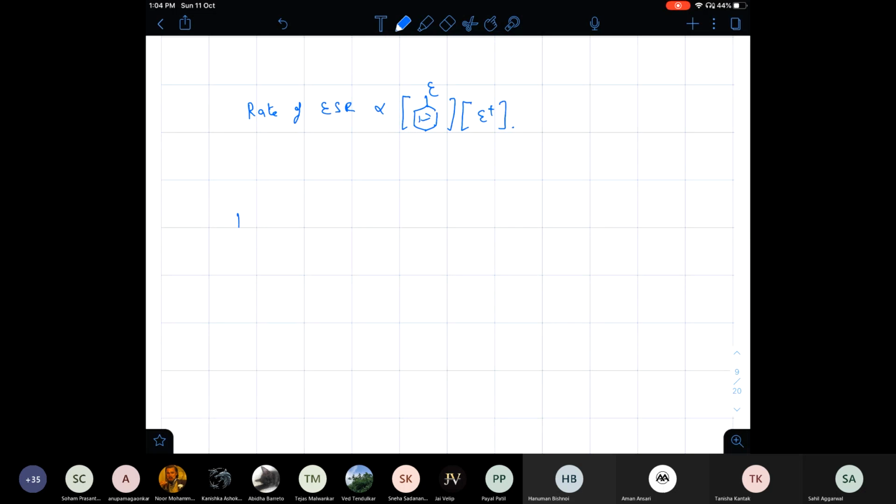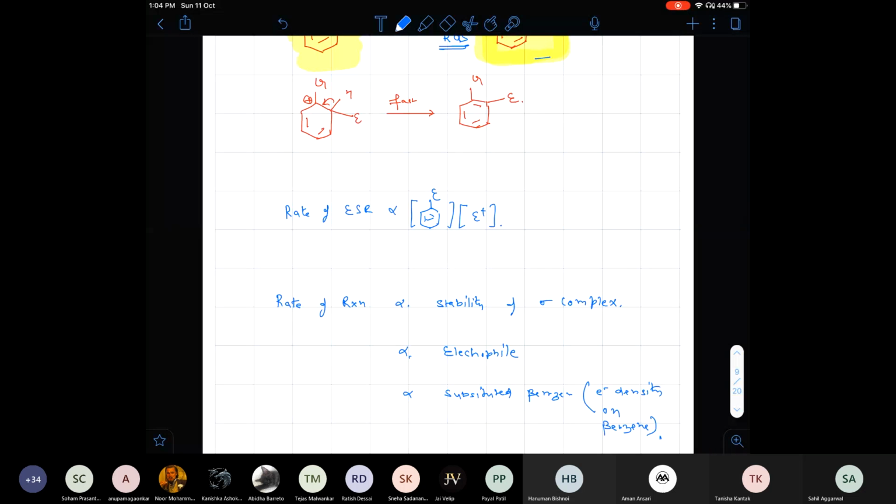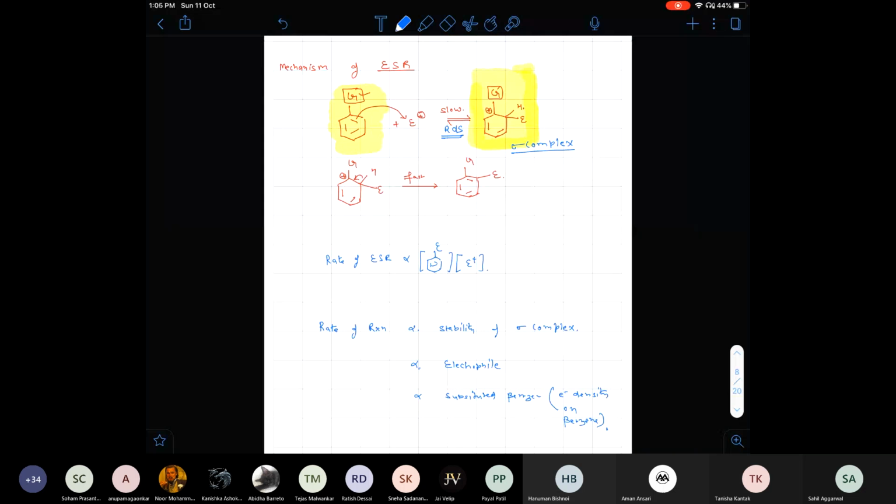So rate of reaction is directly proportional to the stability of sigma complex, directly proportional to the electrophile, directly proportional to the substituted benzene. मतलब electron density on benzene. इलेक्ट्रॉन डेंसिटी ऑन बेंजीन, इसको बोलते हैं सिग्मा कॉम्प्लेक्स. अंडरस्टूड?